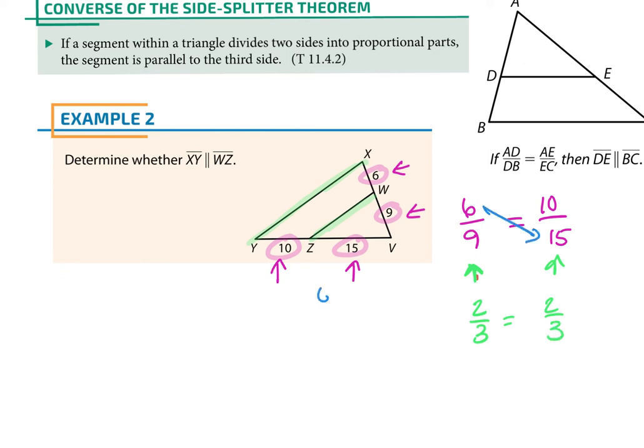6 times 15 should equal 9 times 10. If you can reduce them to the same fraction, or if you can prove that the cross multiplication is true, then you can say yes, these are parallel lines. So it's just the converse. They're asking the same question in a different way. One way you're finding the piece, assuming they're proportional. The other way you're saying they are proportional to prove that they're parallel.